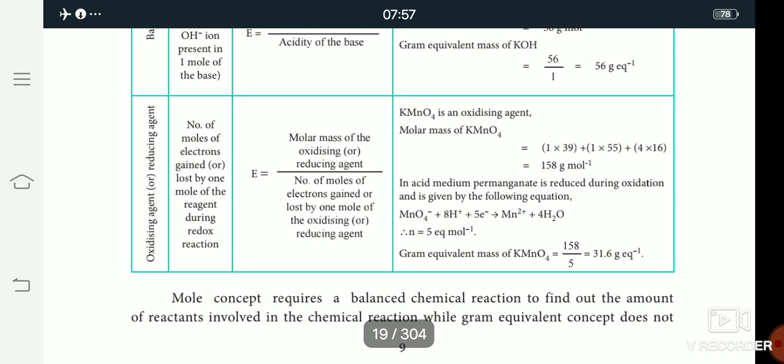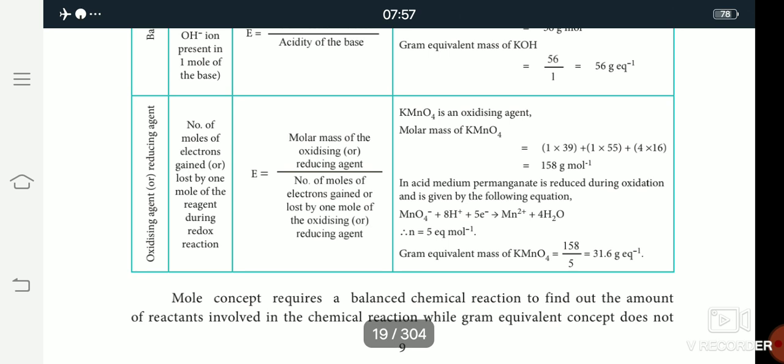So potassium K, manganese Mn and oxygen. Potassium atomic mass is 39, manganese atomic mass is 55, and oxygen is 16. The total number of potassium is 1, so 1 into 39. The total number of manganese is 1, so 1 into 55. The total number of oxygen is 4, so 4 into 16. So the value is 158 gram per mole.